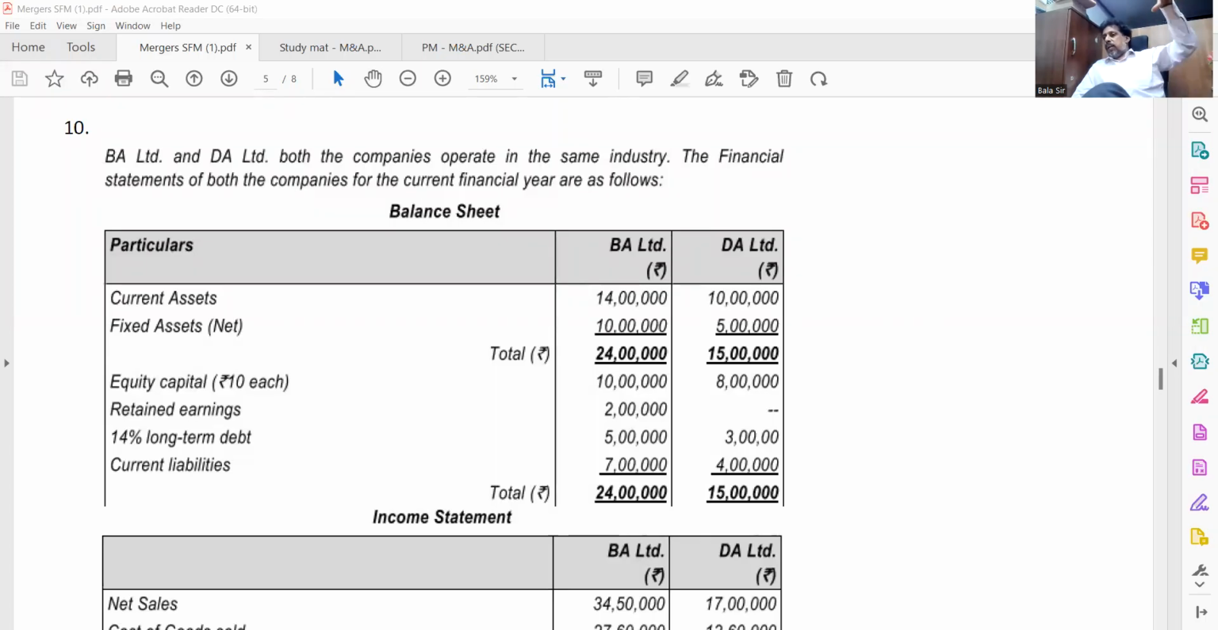Okay, so guys, let us start with the next example on mergers and acquisitions. Now we're going to start with question number 10 from the worksheet, from the handout. And the same sum is there in your study material. It is test your knowledge question number 28.